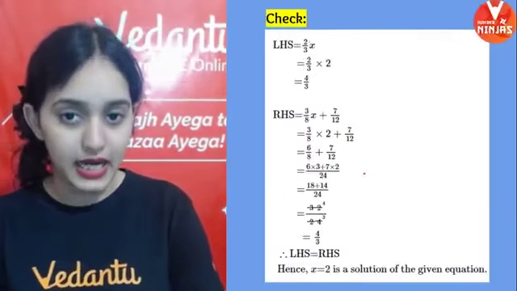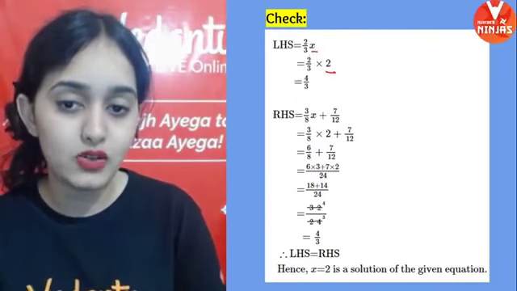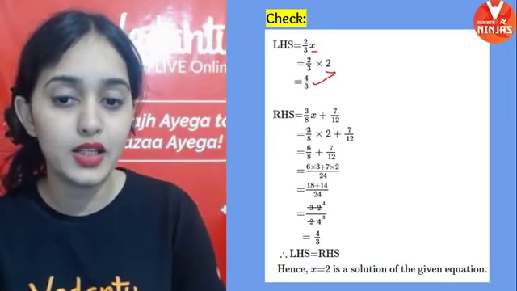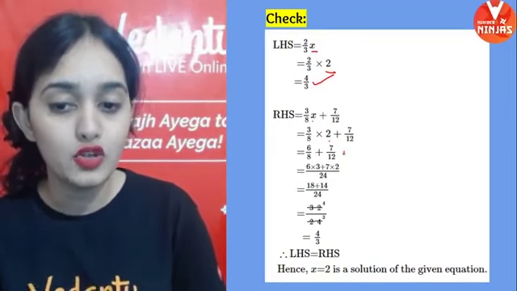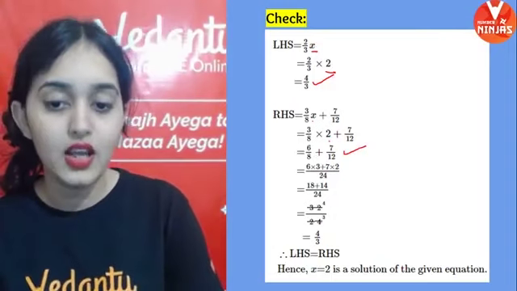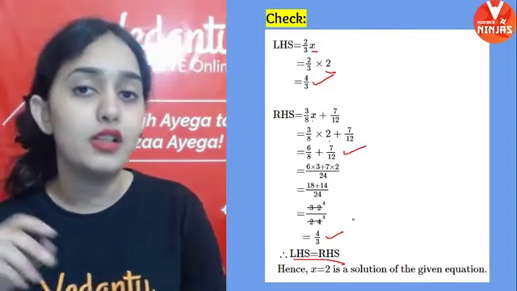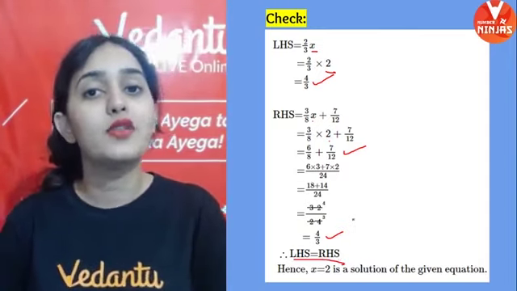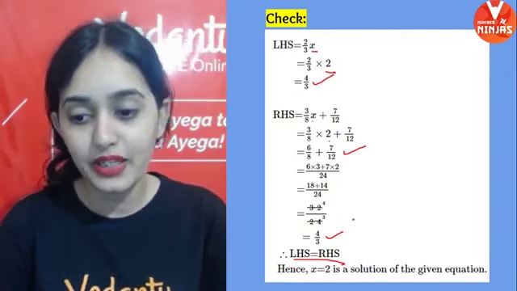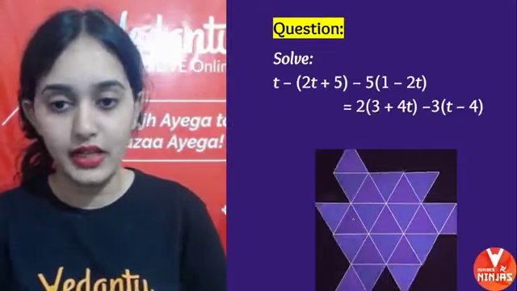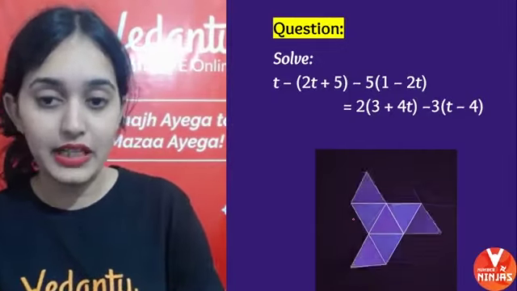Understood? You can check it by putting the value of 2 in place of x. Here we got 4 by 3. Similarly, here if we put the value of 2, solving it as addition of fractions, we got 4 by 3 here also. So that means what? LHS is equal to RHS, and hence our solution is correct. Okay. Chalo. Next one is using the variable t.